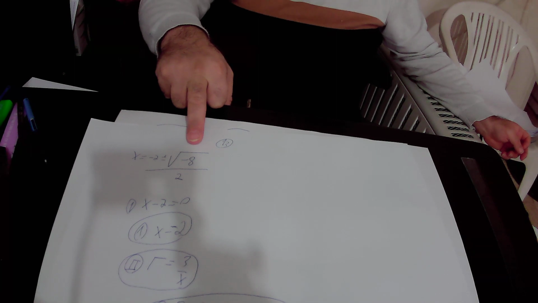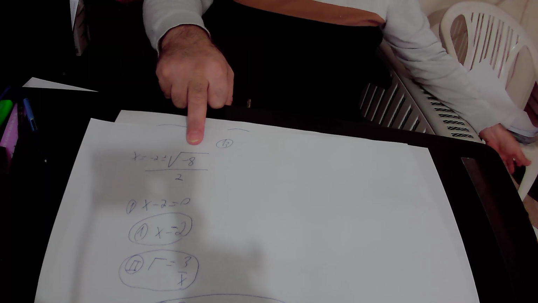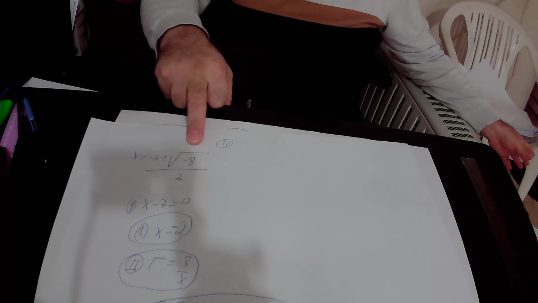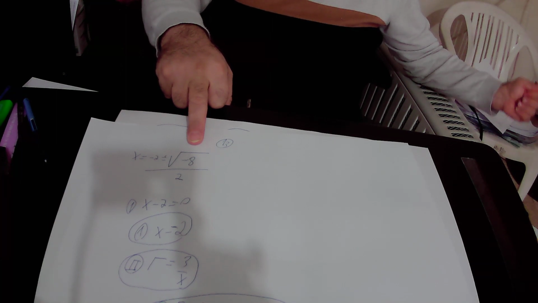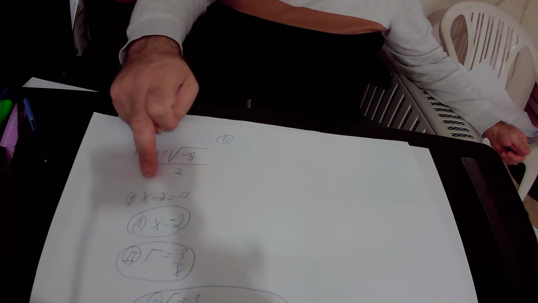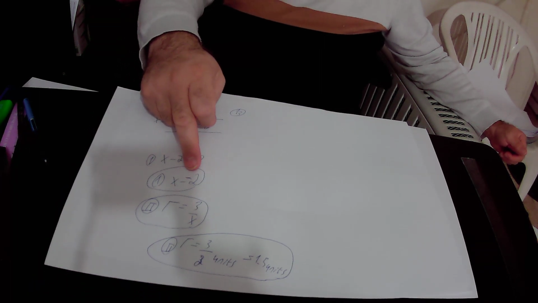But because of the fact that minus 8 is a negative number, and the negative number doesn't have a root, therefore the quadratic equation x squared plus 2x plus 3 doesn't have a solution. So we abandon this possibility, and the only possibility that is left for the solution of equation number 1 is that x minus 2 equals to 0. And if x minus 2 equals to 0, then x equals to 2.